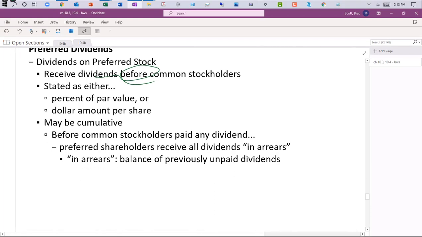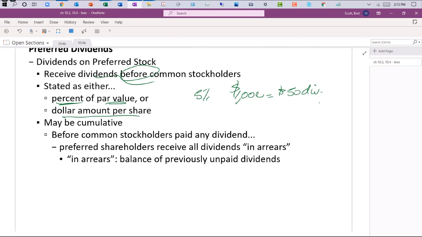And usually the dividend we give them is stated as either a percent of the par value or some sort of dollar amount per share. So if we offer a 5% dividend on the preferred shares, and each share has a par value of $1,000, then you do that multiplication, and it comes out to $50 dividend per share. So that's one way for preferred shareholders to determine how much they expect to receive as a dividend.